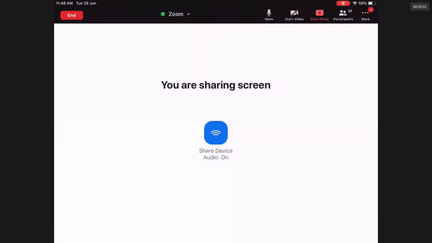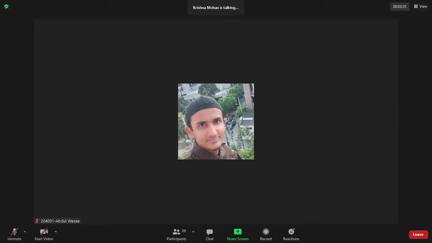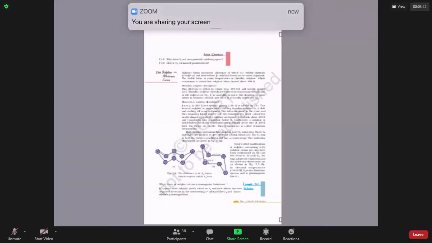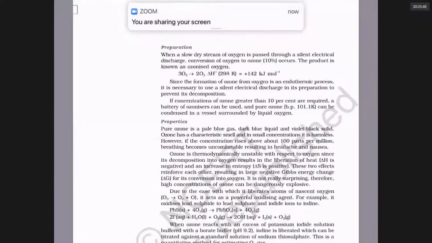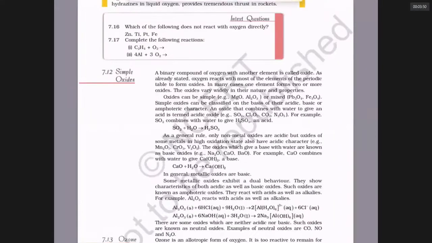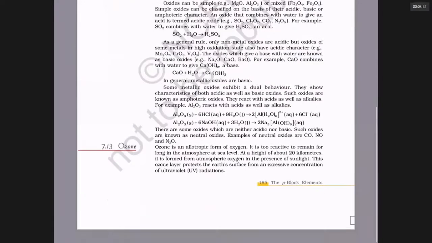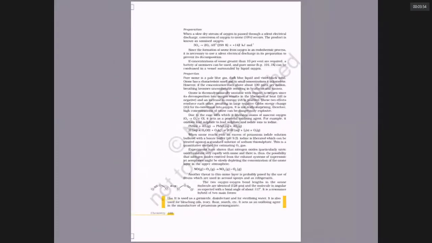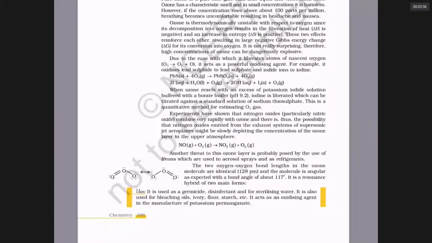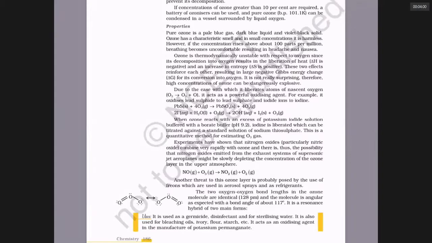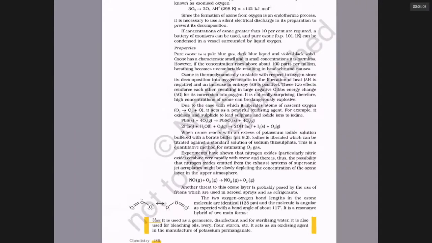Now, my time is really up because I have to start another session. But before we close, I will give you a little homework. May I request you to kindly read about ozone today? This is only one page. See here, simple oxides starting at 7.12. I want you to read up to this ozone. Can you do it, sir? Just read starting from simple oxides.